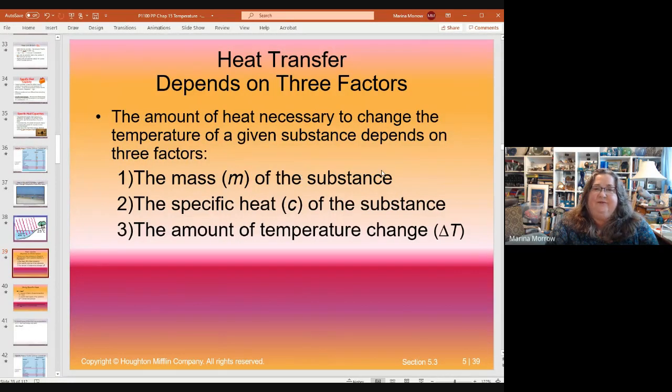Okay, so there's a formula you need to know, which is based on the idea that to figure out how much heat energy is needed, you need to know how much mass there is, you need to know the specific heat capacity, and you need to know the amount of the temperature change. All of those three things tie together to tell you how much energy is going to be used.